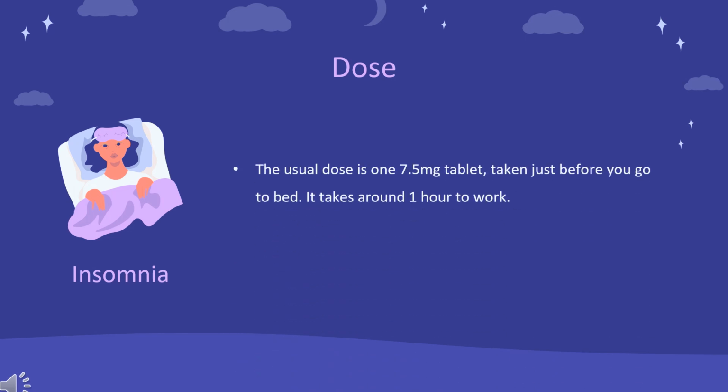Dose. Zopiclone tablets come in two different strengths, 3.75 mg and 7.5 mg. The usual dose is one 7.5 mg tablet, taken just before you go to bed. It takes around 1 hour to work. A lower dose of 3.75 milligrams may be recommended to begin with if you're over 65 years old or have kidney or liver problems. Taking a lower dose in these cases reduces the risk of excessive sleepiness and other side effects.